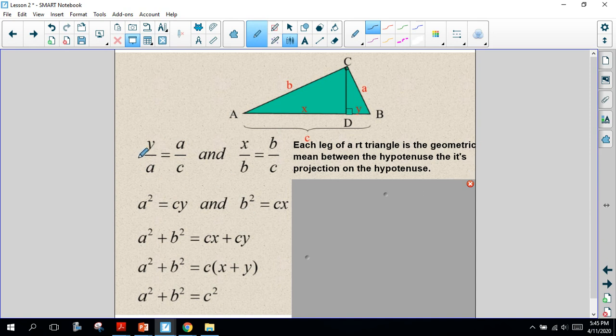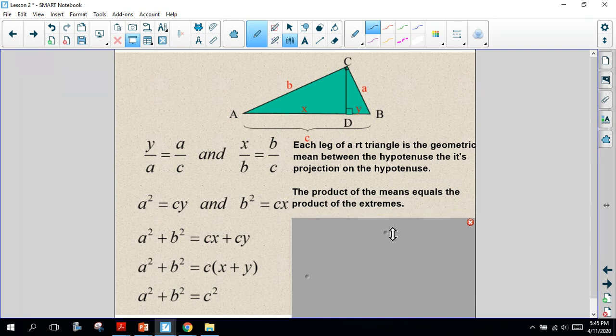Then in my next step, to go from here down to there, I simply take this proportion, and we know the product of the means is equal to the product of the extremes. So yes, back in your younger days, you called that cross multiplying. Now we use the big boy, big girl terms of product of means equaling product of extremes.